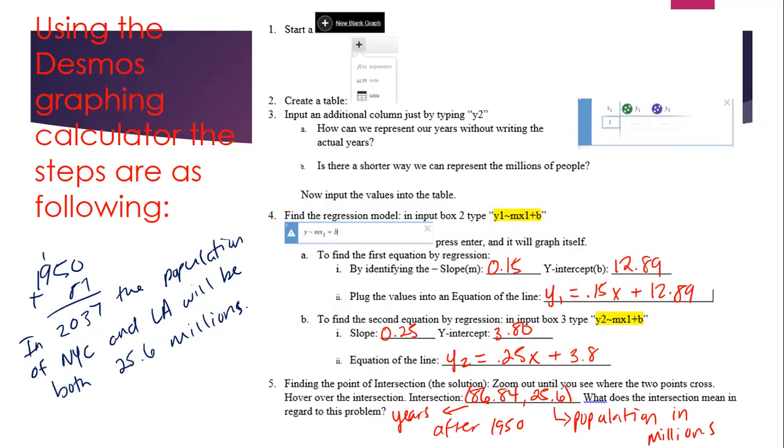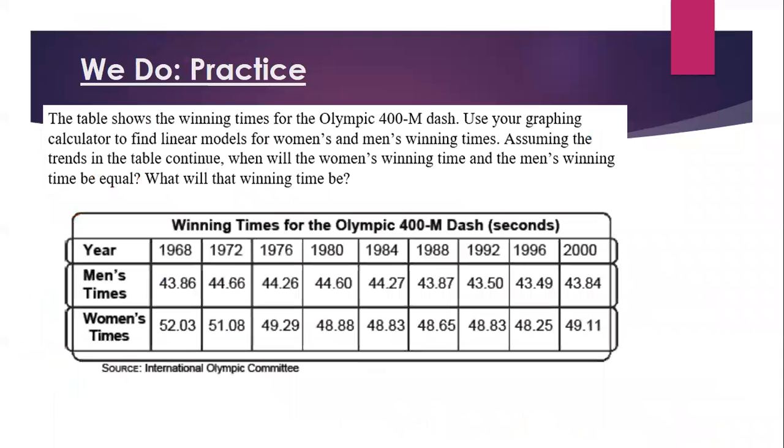Okay. We're going to do another one together. So linear regression is really utilized for real world situations. So here we go. The table shows the winning times for the Olympic 400-meter dash. Using your graphing calculator to find linear models for women's and men's winning times, assuming the trends in the table continue, when will the women's winning time and the men's winning time be equal? And what will that winning time be?